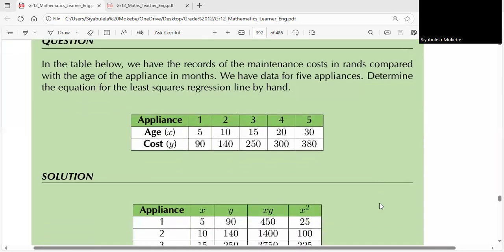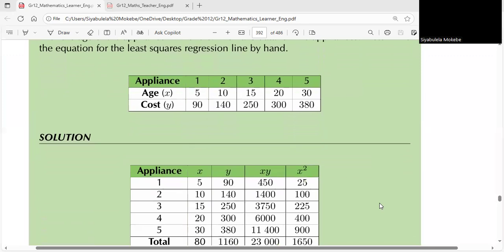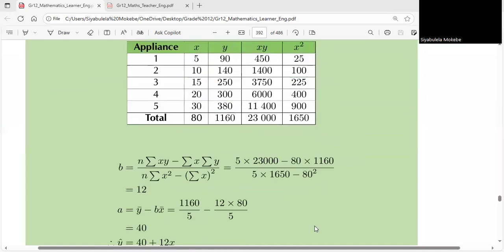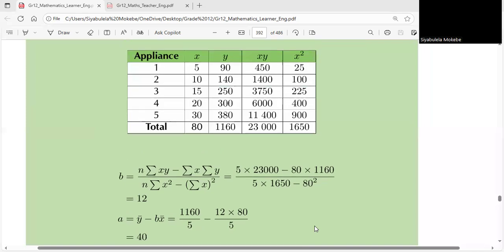So these are appliances. All right, then the total. So that is X, that is Y. And then multiply X and Y, and you square Y. From there, you substitute now.